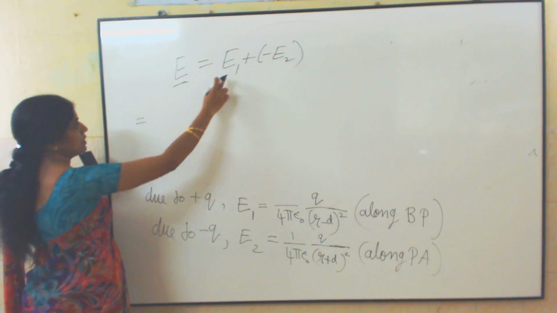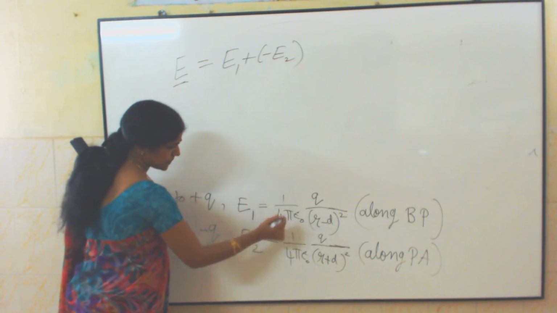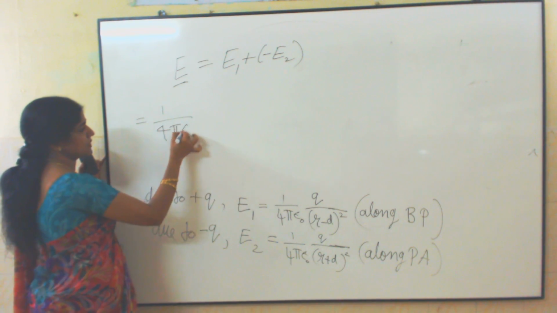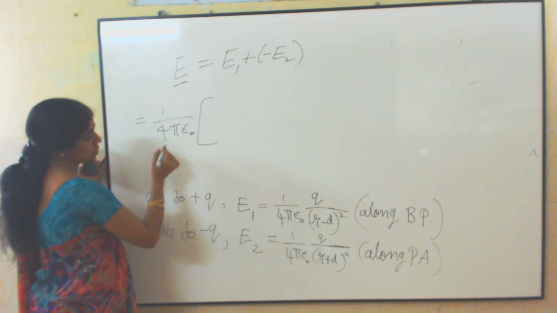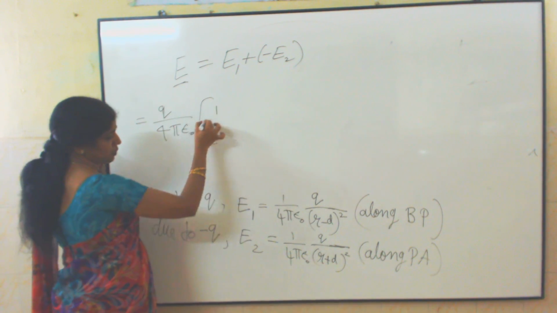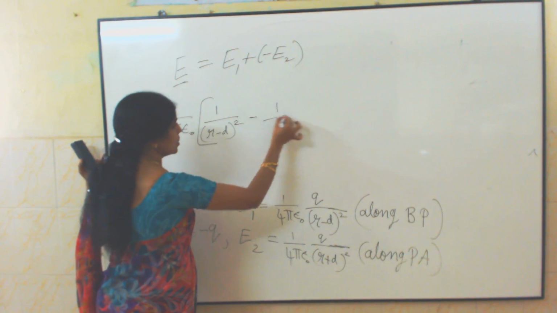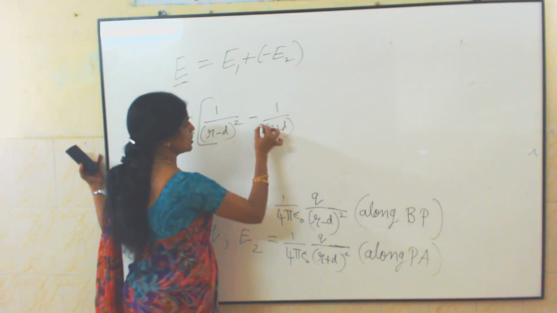So it is given by E1 E2. So what is the common? You just take it out. 1 by 4 pi epsilon naught. Q also I can take it out. 1 by R minus D the whole square minus 1 by R plus D the whole square.